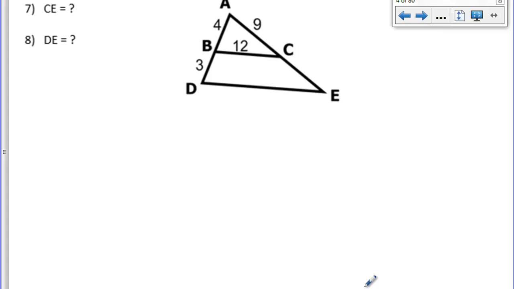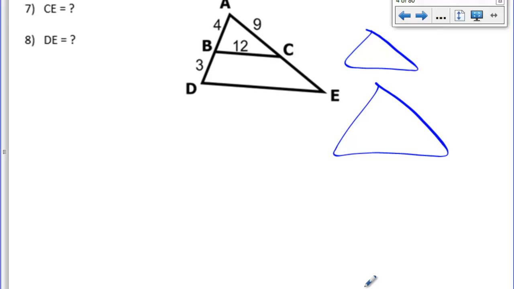Number 7, we're told that BC is parallel to DE. You can take this one shape and imagine that it's really two triangles, where 4 and 9 are the lengths of two of the legs for the first triangle, and then 4 plus 9, which is 12, and then 7 is the length of one leg of the larger triangle. So let's figure out what CE is.